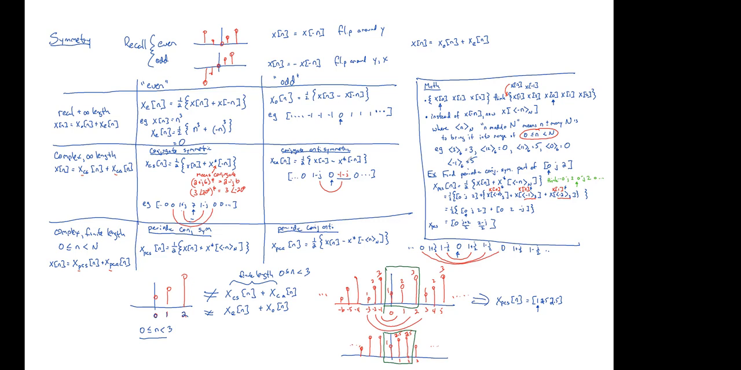And if we had done this exact same work to find the periodic conjugate antisymmetric portion, then when you added that to the periodic conjugate symmetric portion, you would end up with your original waveform.